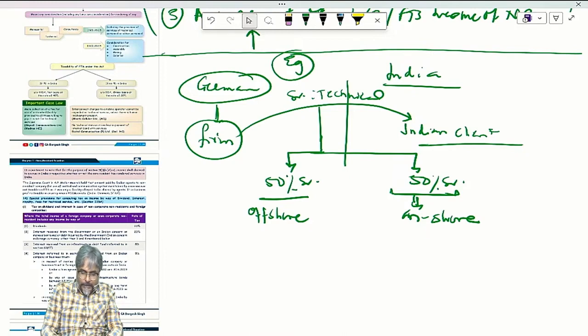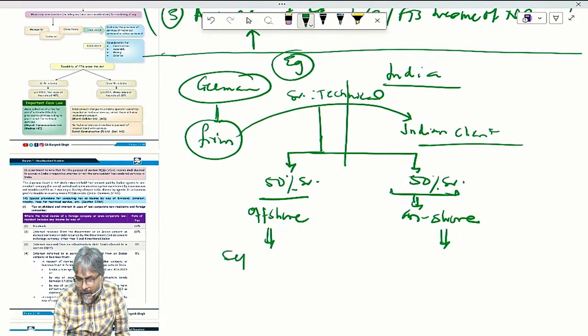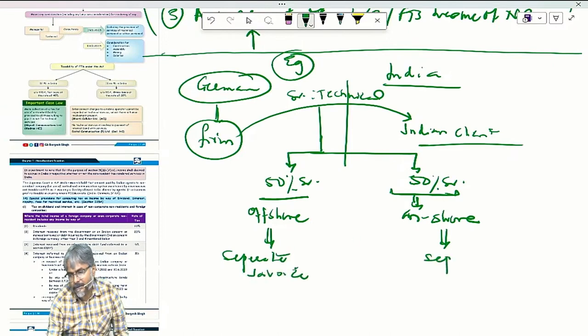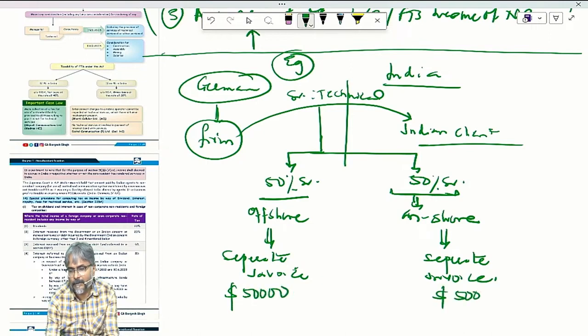Now with that particular point, students, offshore and onshore, you tell me then, in this context, what are you going to say? Whether the income will be deemed to accrue in India? Let me give you one more point here. Separate bill, separate invoice, for both, say the value was $50,000 and $50,000.